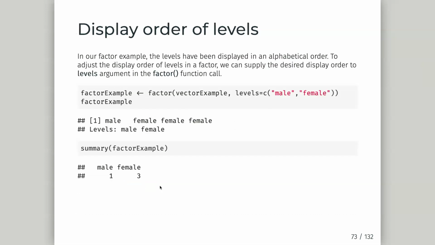We can control this by setting the levels when we create the factor. In this case, we're going to set male to be first and female to be second. Now we're going to have male, female here in a different order. And when we do the summary, it's going to come out in that order as well.